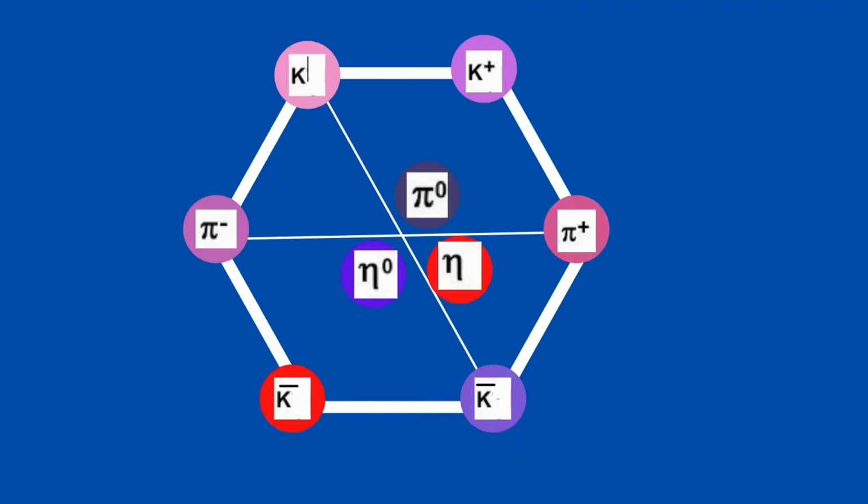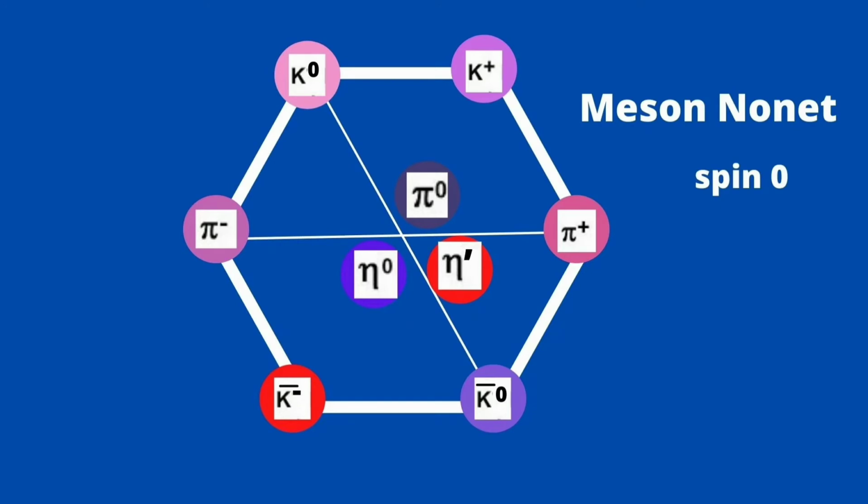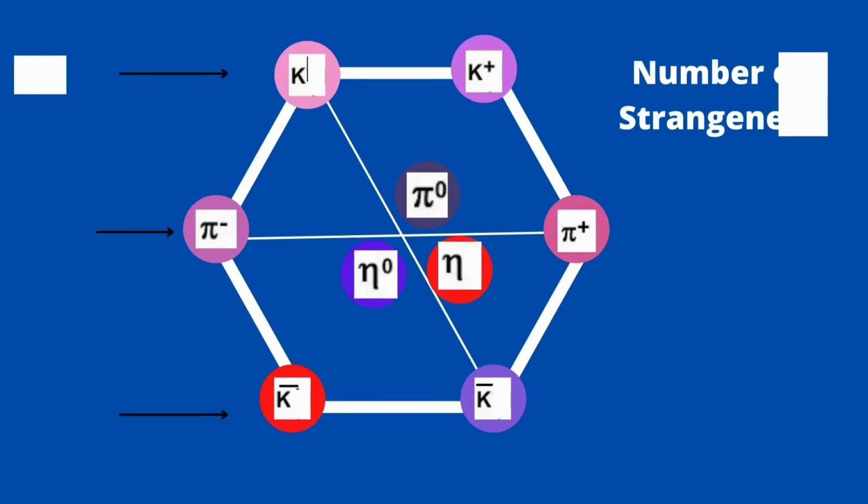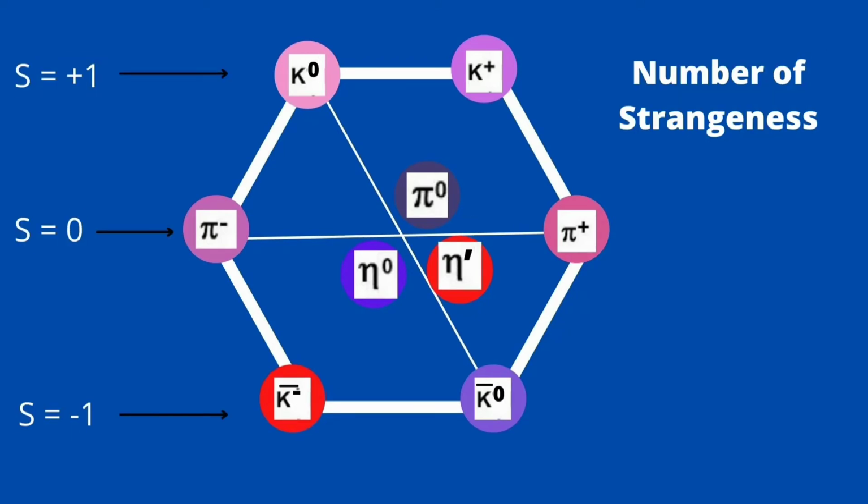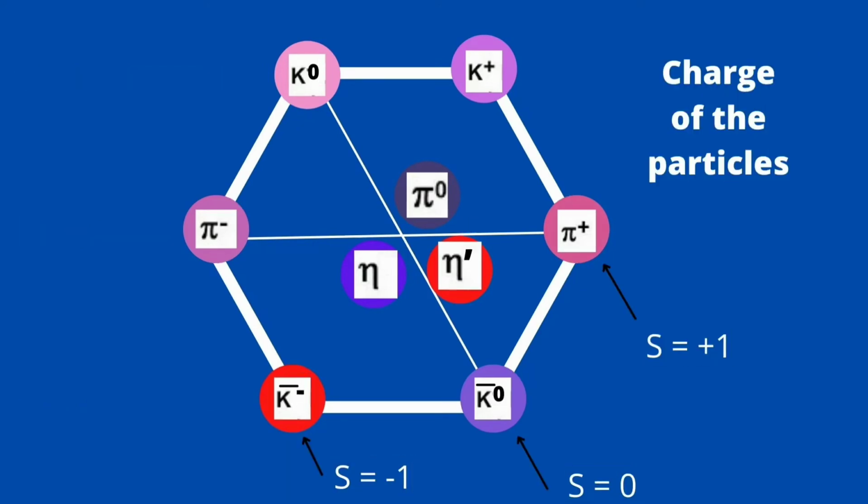Next is the meson nonet. The meson nonet contains 9 particles. Particles in the meson nonet have the same spin number, which is 0, and this supermultiplet has the same shape as the baryon octet, which is hexagonal. It is arranged the same way as the baryon octet, which means that the horizontal lines represent the strangeness number of the particles, while the diagonal lines show the charges of the particles.